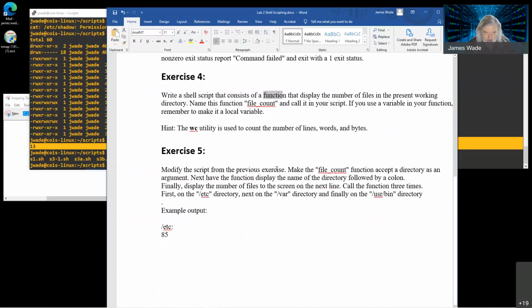Okay, last one. Modify the script from the previous exercise. Make the file count function accept a directory as an argument.